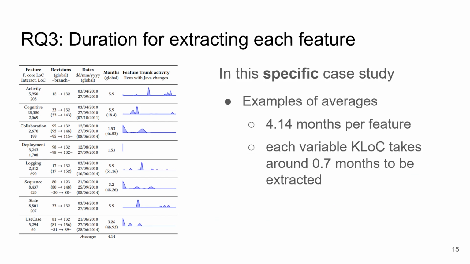The dataset that we provide can be used to make further analysis. The following numbers cannot be generalized, but these are examples of averages in this specific case study. Each feature took around 4 months, and for each 1,000 lines of code annotated as variable, it took around 0.7 months.